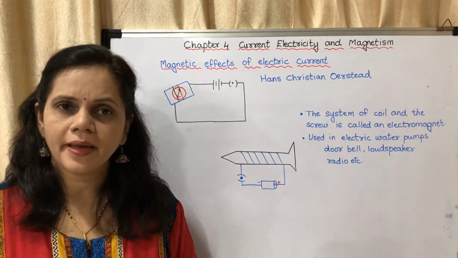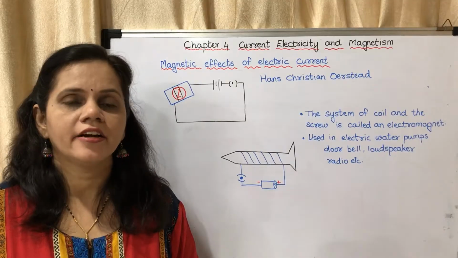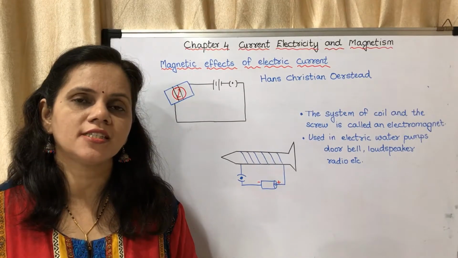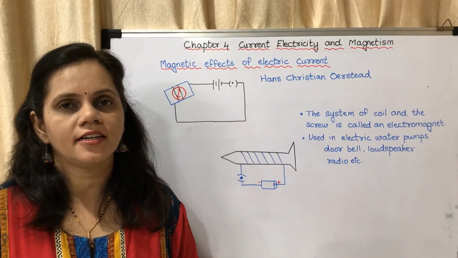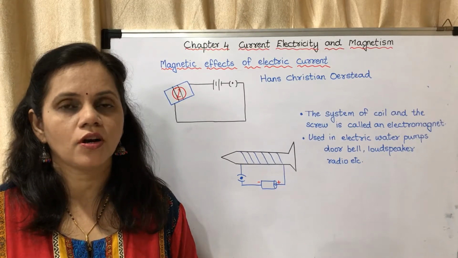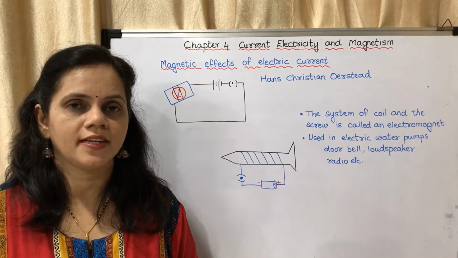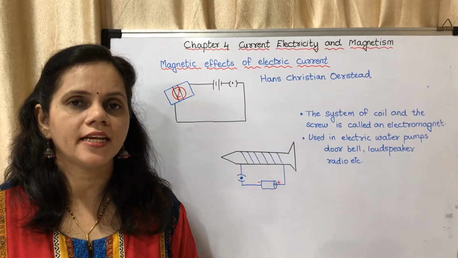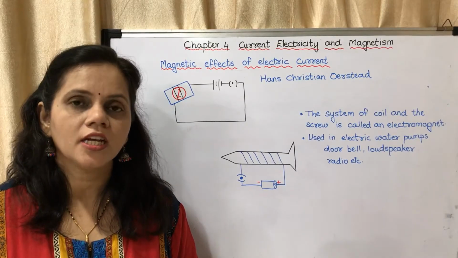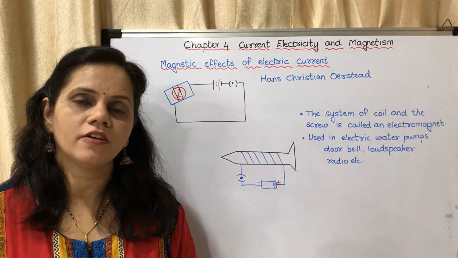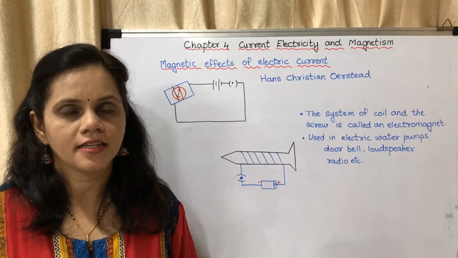Now what do you mean by magnetic effect of electric current? First of all, you should understand what is electric current. Electric current is the flow of electrons, flow of charges. Okay, positive and negative charges. Basically it is the electrons which is flowing. So the flow of charge, flow of electrons, that is electric current.